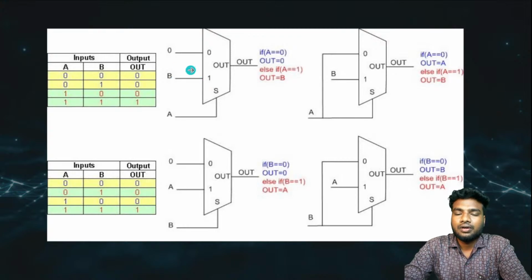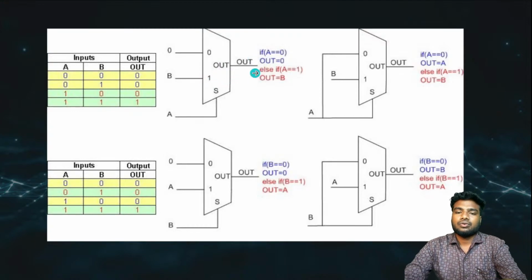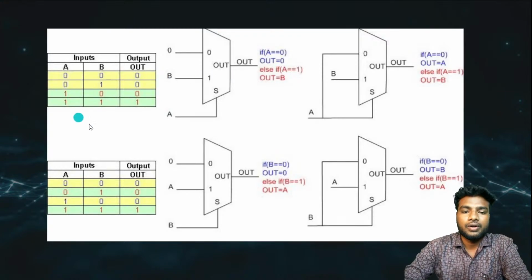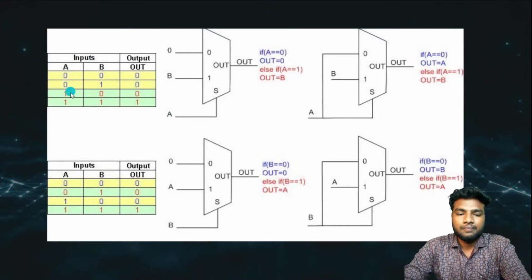So whatever the B value is, it will give the same output here. For verification, you just take any of these combinations of inputs. I'm taking A equal to 1, B equal to 0. I am passing the value A equal to 1. If A equal to 1, it will choose this line, and you will get the output of 0. So you can see, if A equal to 1, B equal to 0, the output is 0. You will get the same thing.